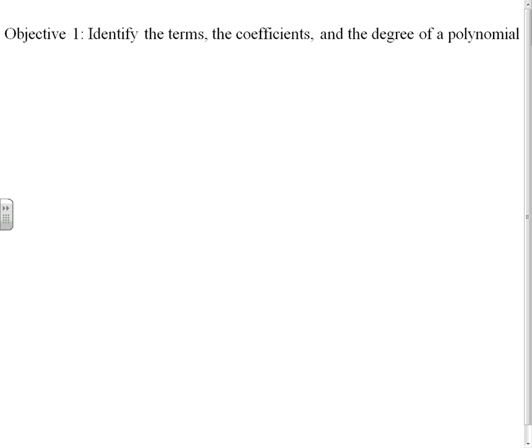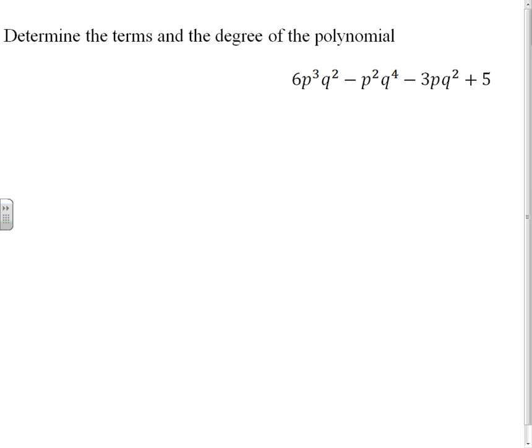We want to identify the terms, the coefficients, and the degree of a polynomial. This says determine the terms and the degree of the polynomial. We'll also talk about the coefficients on this as well. This will be our only example from this section, or for this objective. So this is a polynomial. A polynomial will not have any negative exponents or any fraction exponents, so all the exponents will be positive integers.